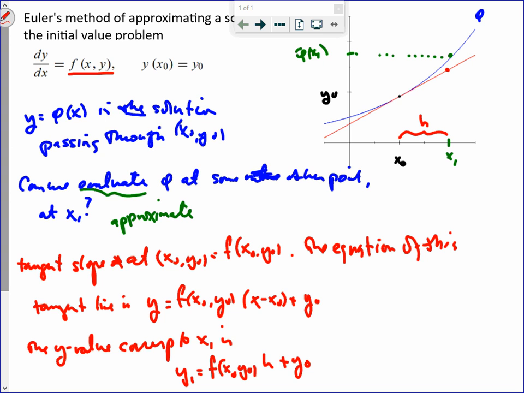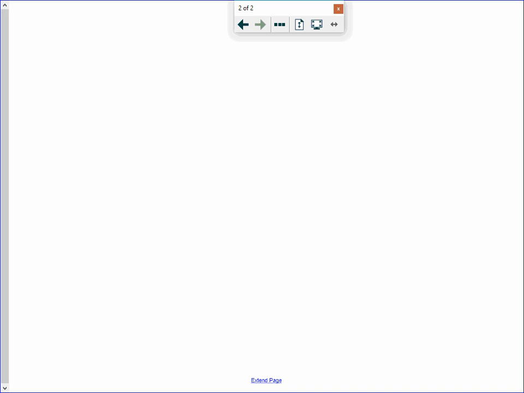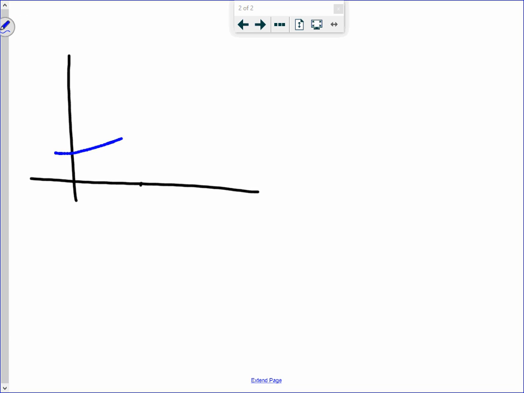Okay, so anyway, that will give you an approximation. Now, if we wanted to go further, I thought I had a slide for this, but I don't. So here's our real solution, which we don't know. Here's the point that we do know. And let's say we wanted to find, let's not call it x, let's call it a, the value of the honest-to-goodness solution at this x equals a value.